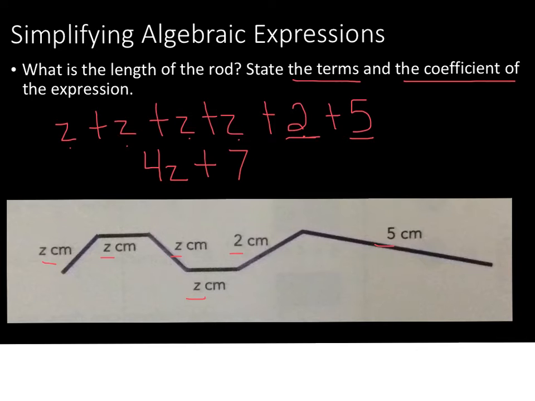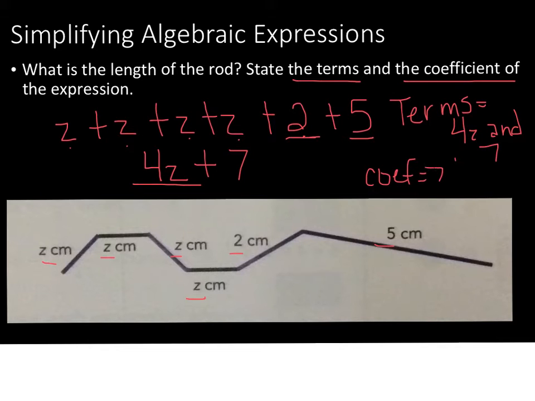All right, and now it also told us to state the terms and the coefficient. So the terms of our expression are 4z and 7. Those are our terms. But the coefficient is our numerical value attached to our variable. So our coefficient is 4.